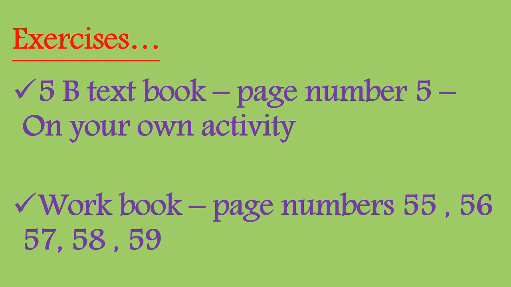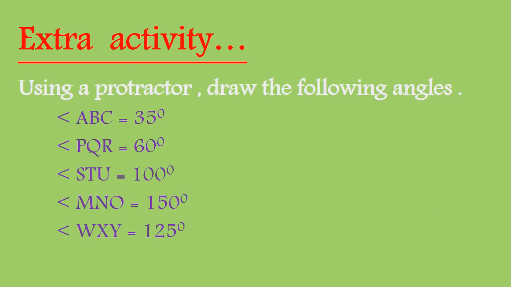Exercise. Now take out your 5B textbook. Turn to page number 5. There's an unknown activity. You have to do that one. And take out your workbook, page numbers 55, 56, 57, 58 and 59. And there's an extra activity.